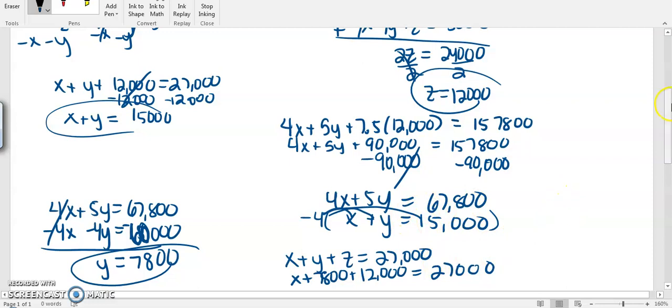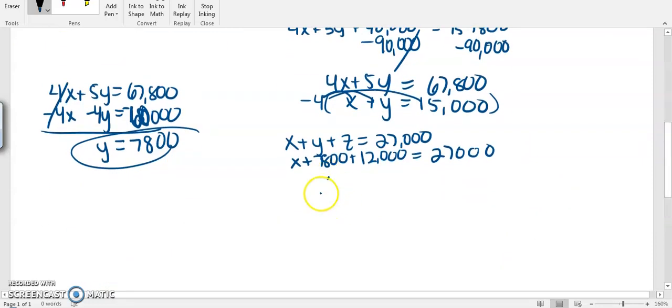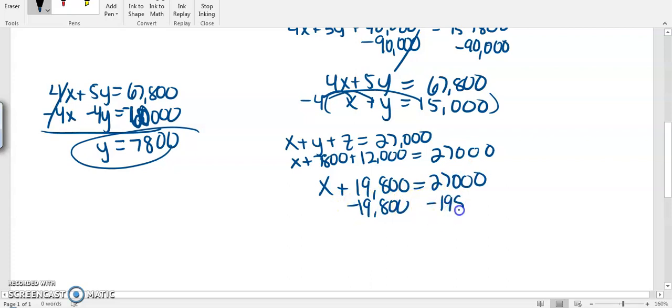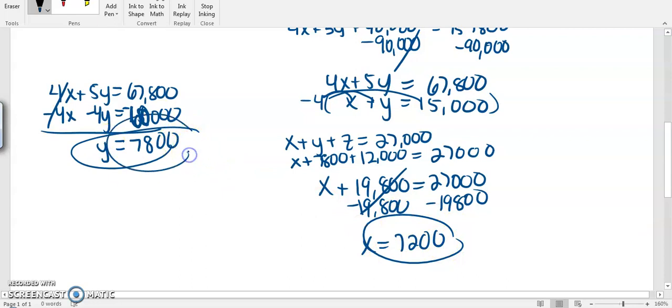So you'd have x plus 19,800 equals 27,000. Subtract 19,800 from both sides and you get what x is. 27,000 minus 19,800 gives you x is 7,200. So x is 7,200, y is 7,800, and then z was 12,000.